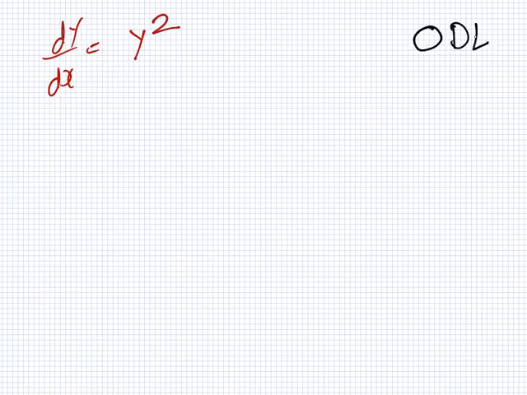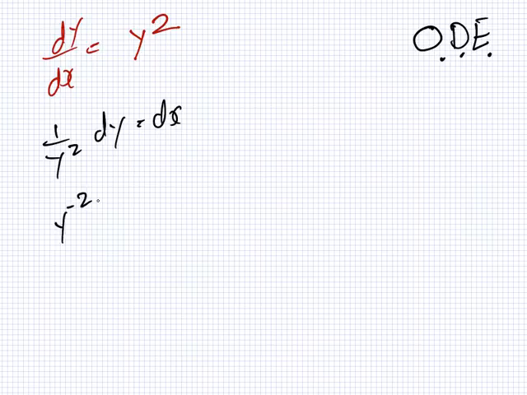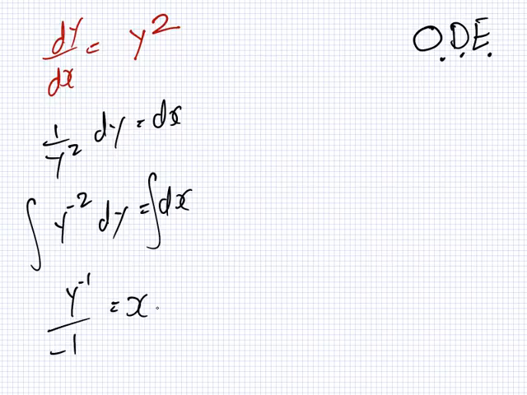The rate of change of y with respect to x is equal to the value of y squared. Did you get this? What's this line called? This is called the ODE. So you get 1 over y squared dy equals dx, y to the minus 2 dy equals dx. We can integrate: y to the minus 1 over minus 1 equals x plus c. So that means minus 1 over y equals x plus c.